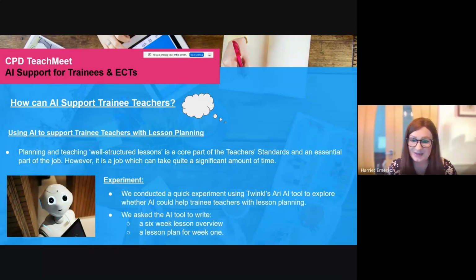However, it does take up a significant amount of time. So we conducted a quick experiment using Twinkl's ARI AI to explore how it could support the planning. We asked if it could come up with a 6-week lesson overview, and also we wanted to see a lesson plan for week 1 from the overview.